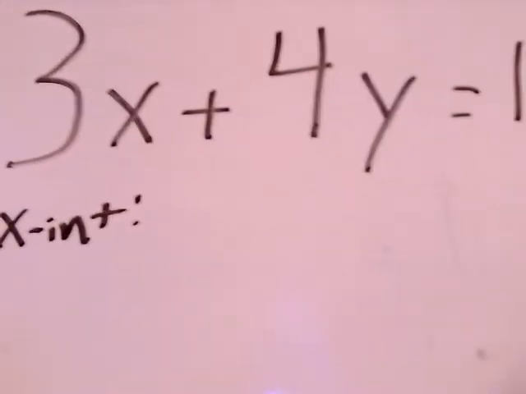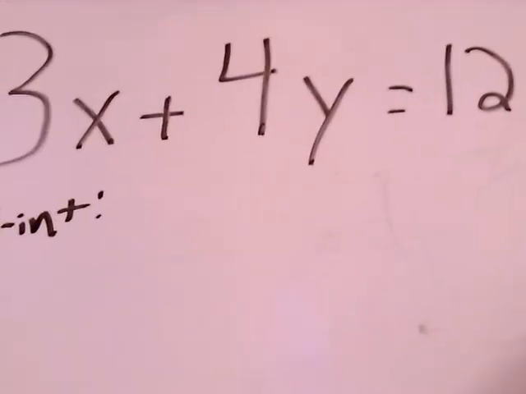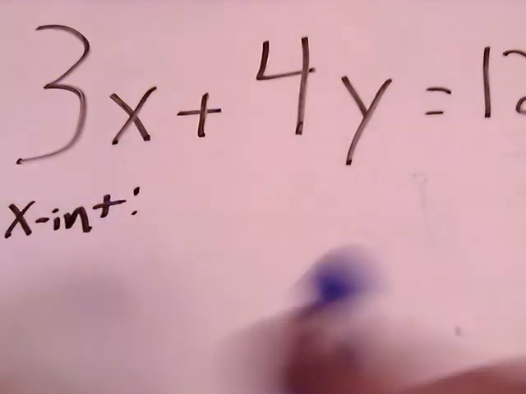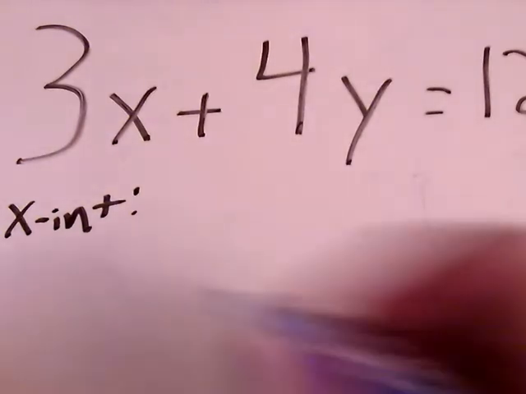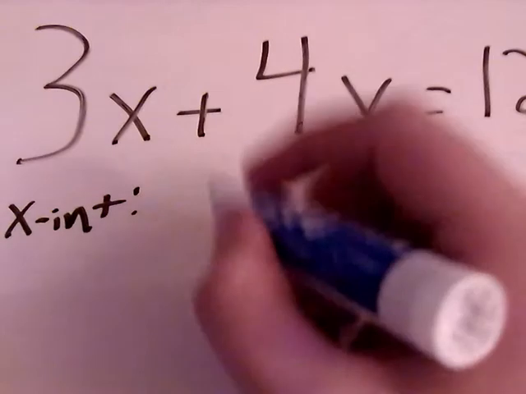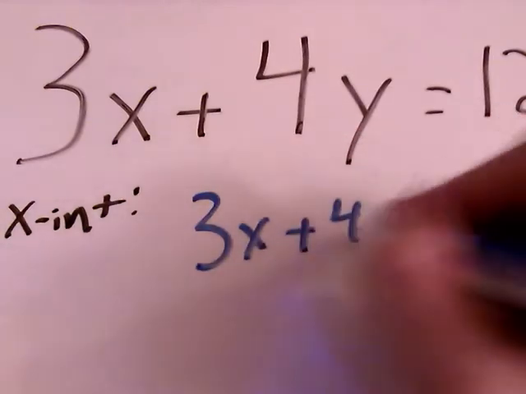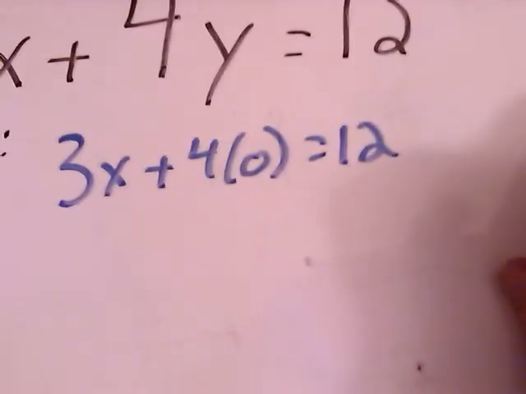Alright, so the first one, this one, is simple. 3x plus 4y equals 12. Now remember, we talked about what intercepts are. Remember, that's where they cross the axis. So we have certain lines and they cross the x-axis. So we talked about in class that to find the x-intercept, we plug in 0 for y. So we plug in 0 for y and solve for x.